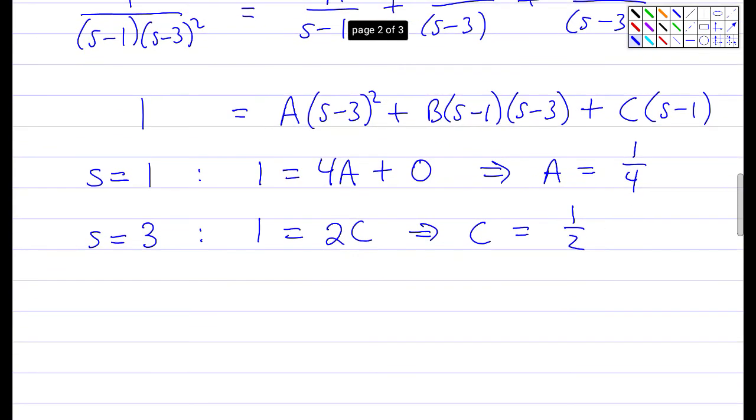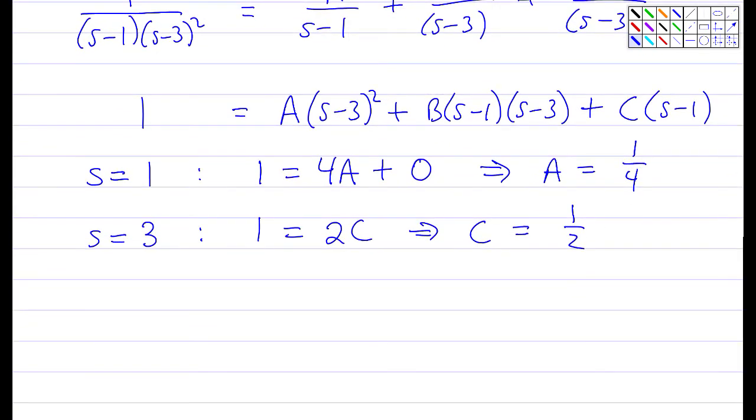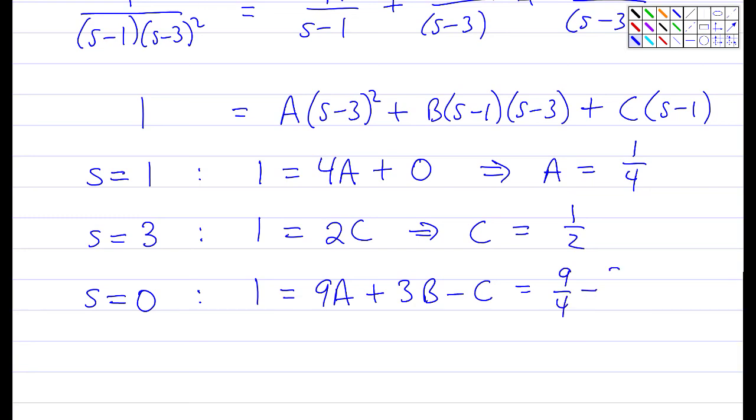Okay, finally, what's another easy thing to plug in? You can plug in anything. I'm going to pick 0 because that seems really easy. So that gets me 9a plus 3b minus c. Okay, well 9a is equal to 9/4 minus c, that's equal to minus 2/4, and then plus 3b. Sorry, 3b.